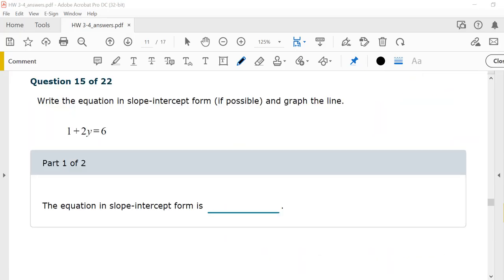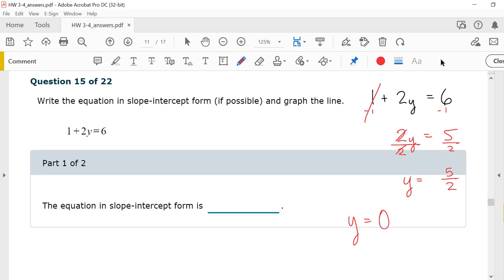Number 15, 1 plus 2y equals 6. I'm going to subtract 1 from both sides. So 2y equals 5. Dividing both sides by 2, I get y equals 5/2. Notice there's no x. If you want to see this as y equals 0x plus 5/2, you can. But you really just need to write it as y equals 5/2.